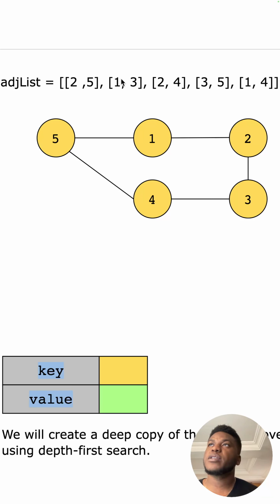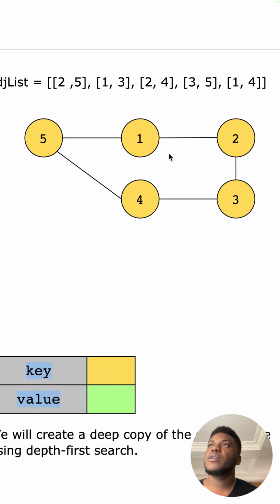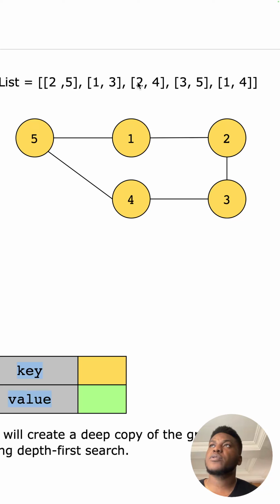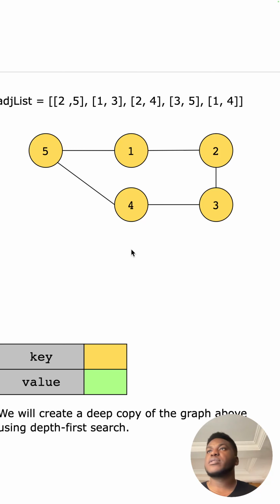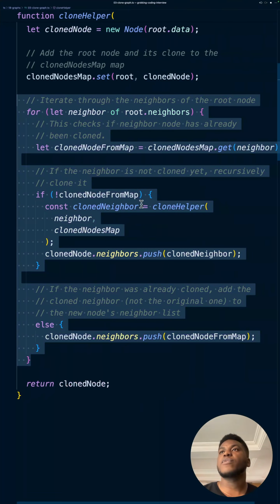Node 2 is connected to 1 and 3, as you can see here. Node 3 is over here, it's connected to 2 and 4, and so on and so forth. And so this is the visual representation of the graph.